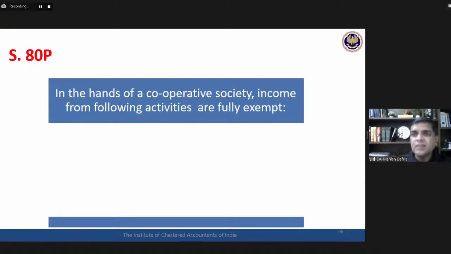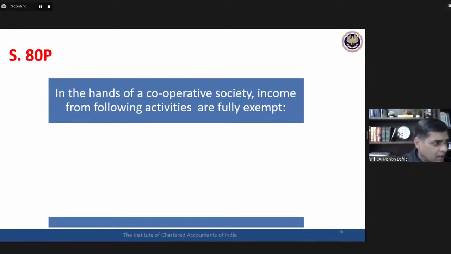In the examination, the moment they give you information that the assessee is a cooperative society, 80P should immediately pop up in your mind. If the assessee is anybody other than a cooperative society, 80P has no relevance. Again, at a calculation level, the section is simple. No calculations are required, no percentages, no whichever-is-higher-or-lower. Certain types of income are fully exempt.